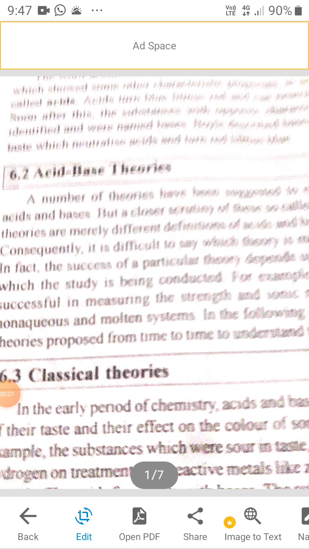This is Dr. Shiella Tikku speaking about acids and bases for class 2nd year. Introduction. The word acid stands for sour.